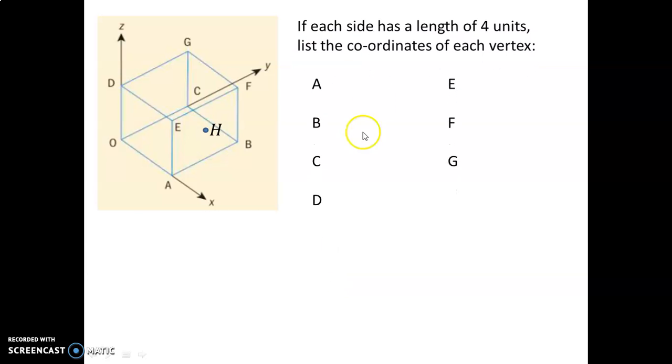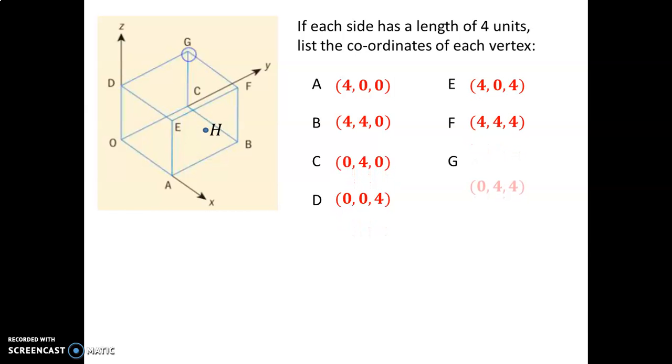In this one, the first question is, if each side of this cube has a length of 4 units, list the coordinates of each vertex. Okay, let's check all your coordinates here. Again, pause if you need to, just to make sure you really understand how that works.